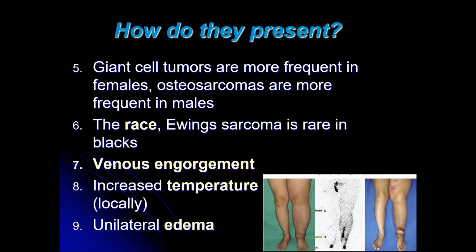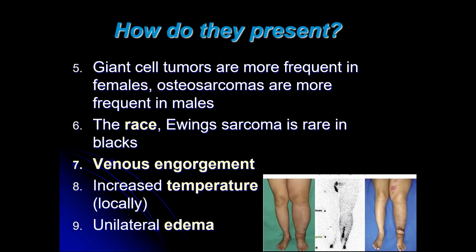Giant cell tumors are more frequent in females. This is one of the rare bone tumors that is more frequent in females. Otherwise, males are more affected than females. The vast majority are more common in males. As for race, Ewing sarcoma is rare in blacks.